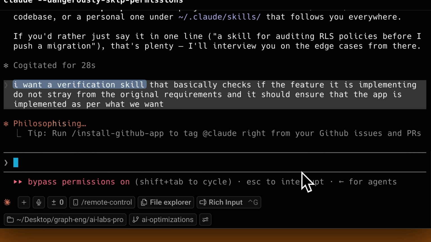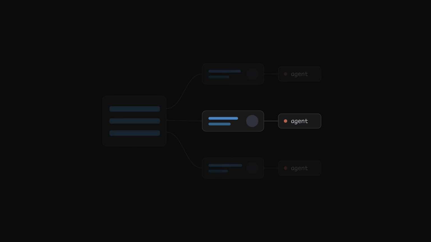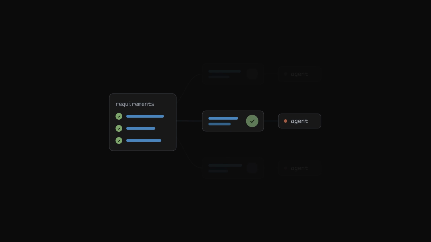Now you tell it what you want built, and this is the part where you describe the kind of verification you're actually after. We mostly use a review skill for checking the finished work against what we asked for in the first place, and that matters way more in a graph because each agent only ever sees its own piece. This is what gives it a way to check that piece against the original requirements.